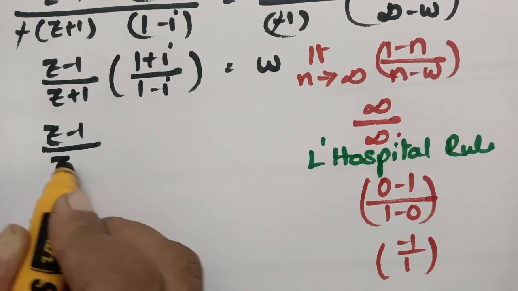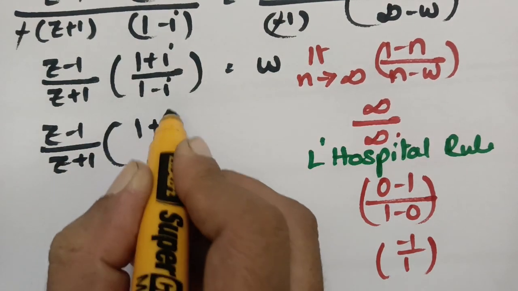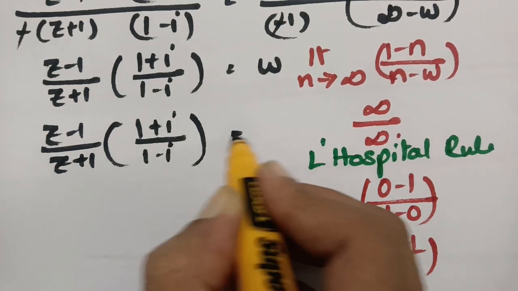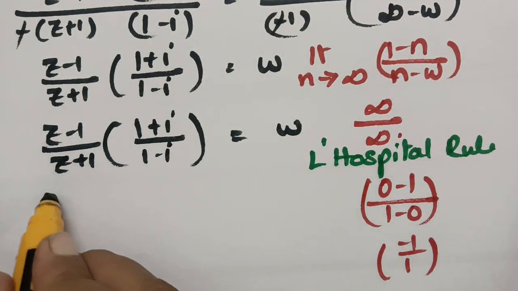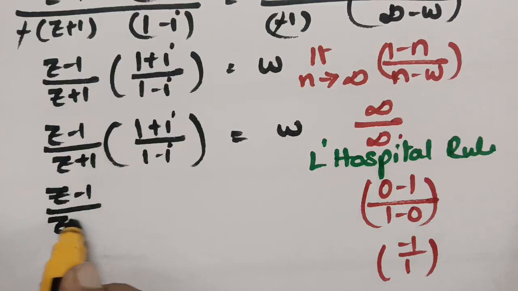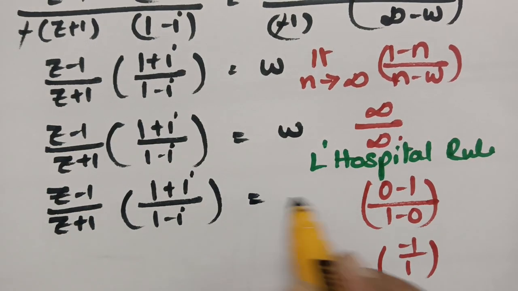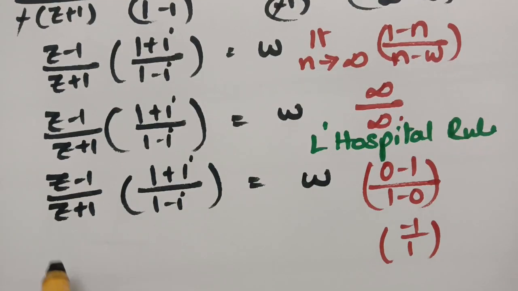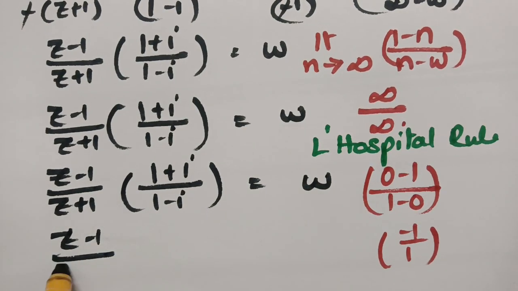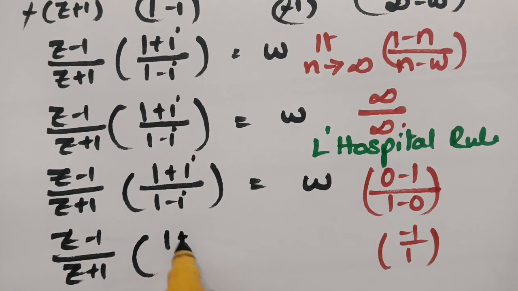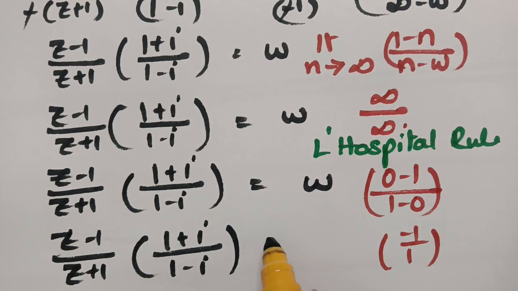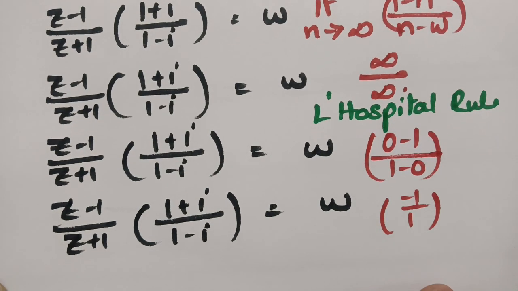That is (z minus 1) by (z plus 1) into (1 plus i) by (1 minus i) into w. And the next one, this is (z minus 1) by (z plus 1) into (1 plus i) by (1 minus i), is equal to w into this one. So this value is (z minus 1) by (z plus 1) into (1 plus i) by (1 minus i) into w into minus 1. Clear?